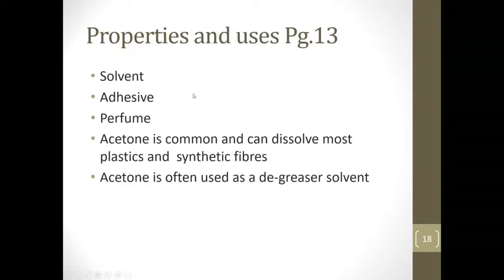Properties and uses. Acetone, as you're probably already aware, is a solvent. Can be used in adhesives, perfumes. Again, all of these are relatively smelly things. Acetone is common. It can dissolve most plastics and synthetic fibers, and is also used as a degreaser, so a pretty common fluid for us.